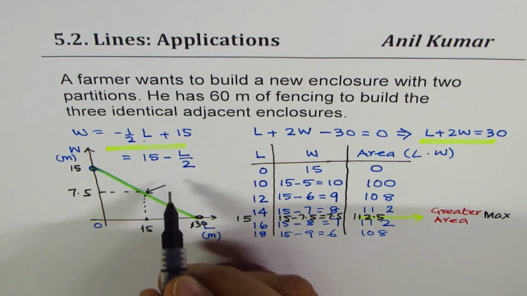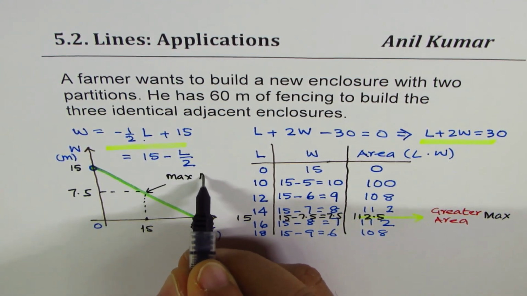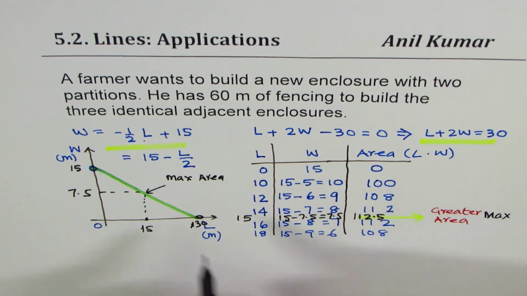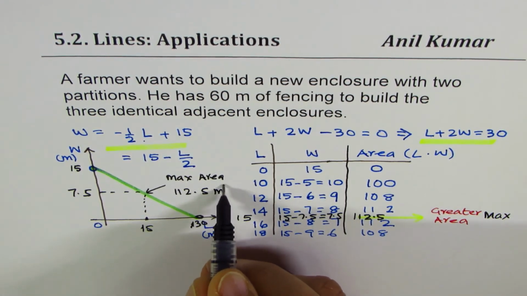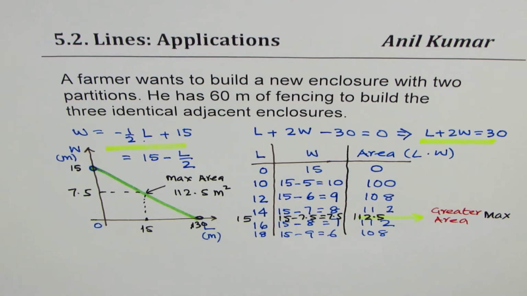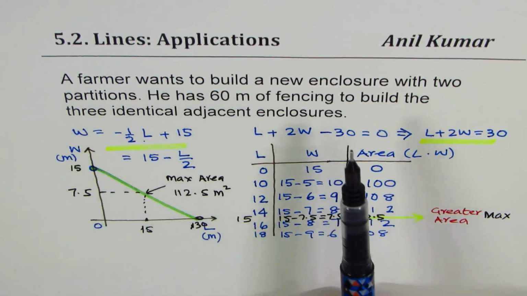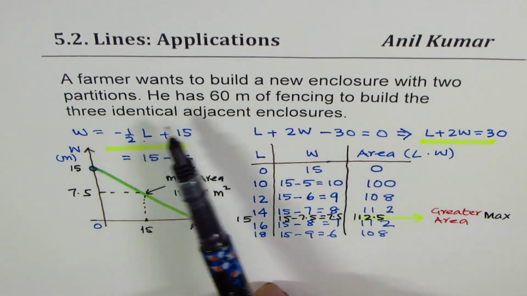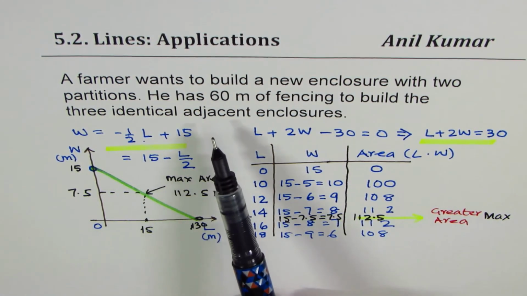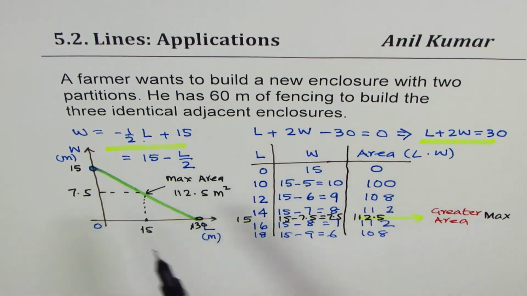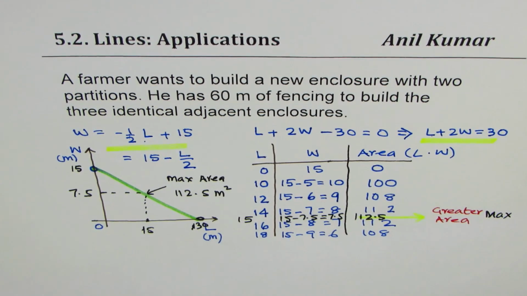So that dimension gives maximum area, which is 112.5 meters square, right? So Ria, your question was that if a farmer has to enclose with 3 equal partitions with 60-meter fencing, what dimensions will give maximum area? And also, you wanted to explore different kinds of equations. I hope that question is well answered.